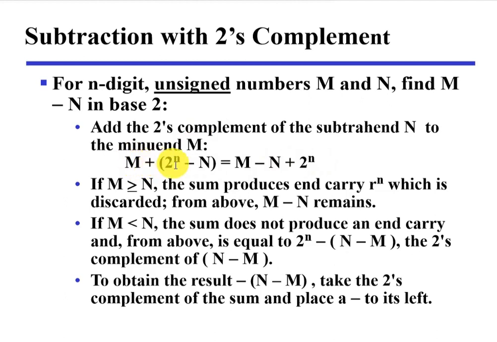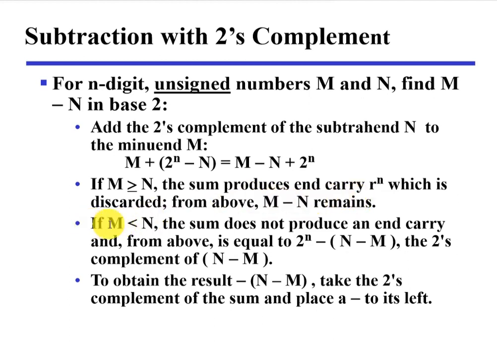m plus 2 to the n minus n equals m minus n plus 2 to the n. So here we have two possible cases. The first case is m greater than or equal to n. In this case, the sum will produce an end carry, in binary 2 to the n. We can discard the end carry and leave m minus n as the result.